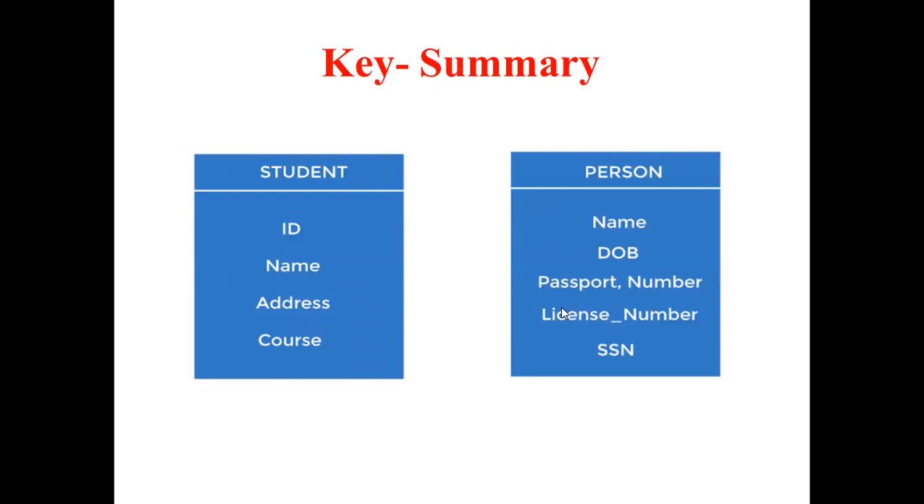There are some other examples which may be used as a key. For example, for a student table, ID, name, address, course may act as a key. In a similar way, for a person, what are the unique attributes? That is nothing but name, date of birth, passport, license number, SSN. These are the unique identification for a person, so they can work as a key there.